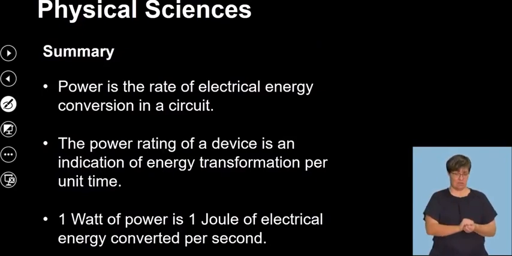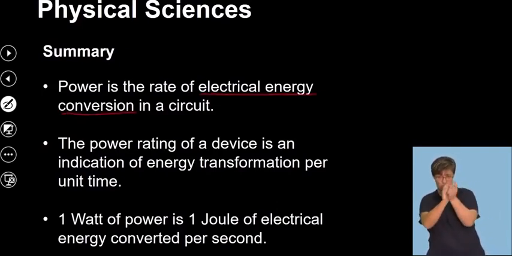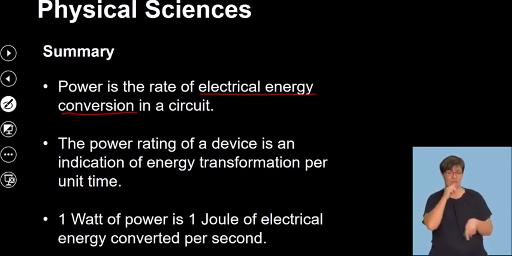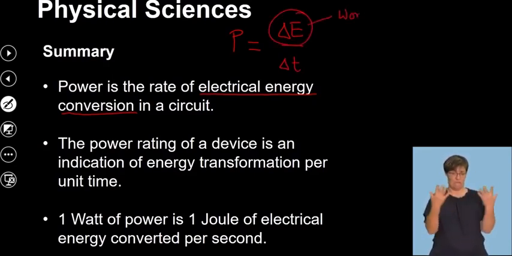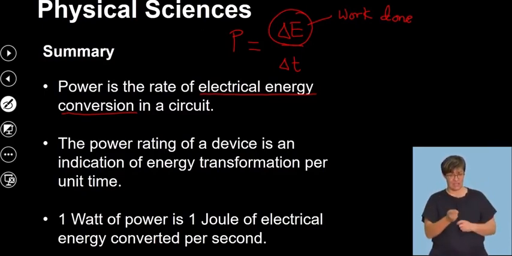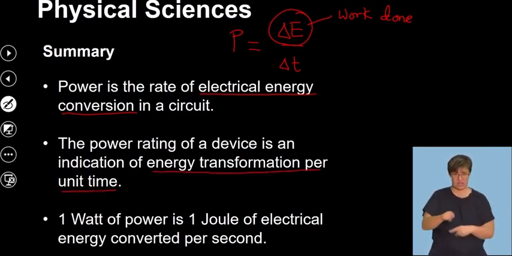Now, in summary, we understand that power is the rate of electrical energy conversion in a circuit. And when we talk about rate, we're talking about time. So we can think of power as P = ΔE/t, change in energy per unit time, because this has to do with work done. And once again, the power rating of a device is an indication of how much energy is transformed per second. Let's break this down.